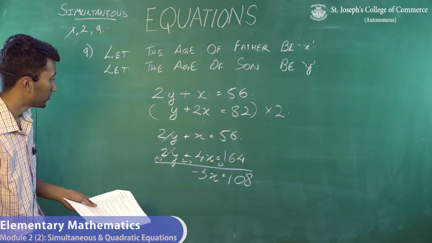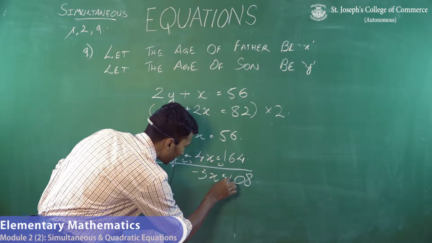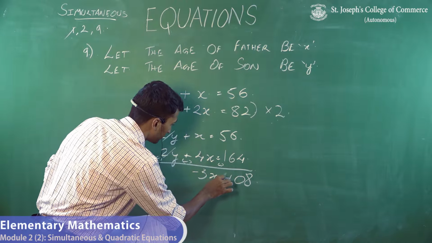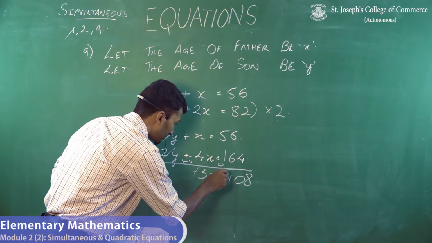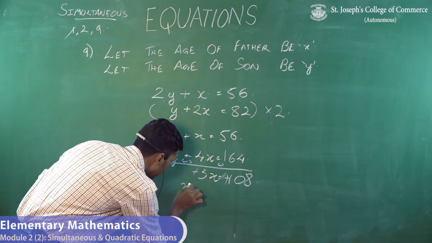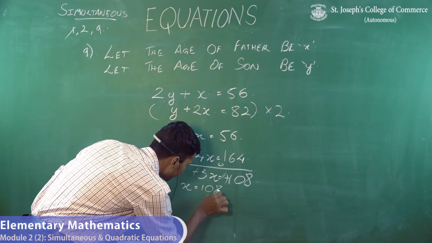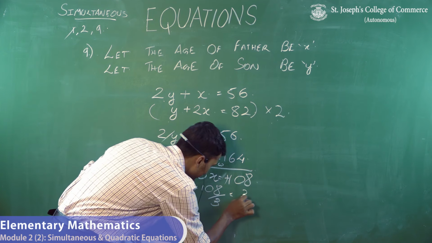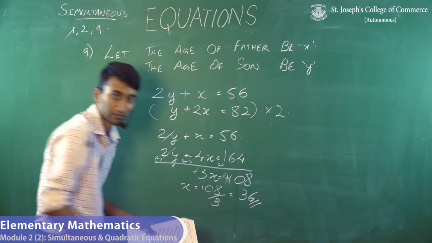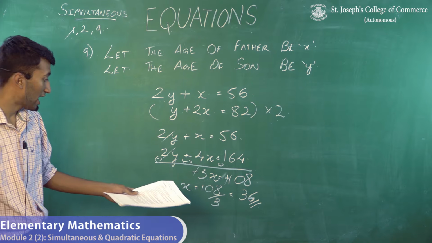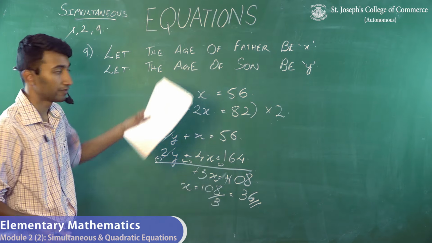Okay, so now if you divide it, minus 108, because it's minus 164, cancel out the minus signs and you get x is equal to 108 by 3, that would be 36. So you have x now. X is the age of the father.